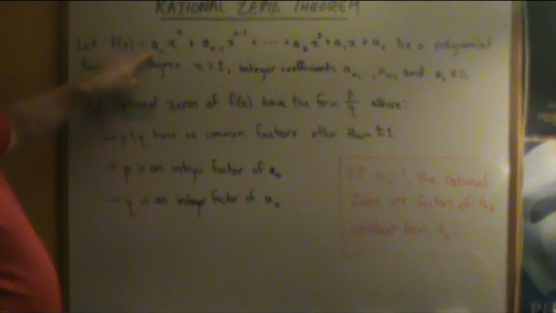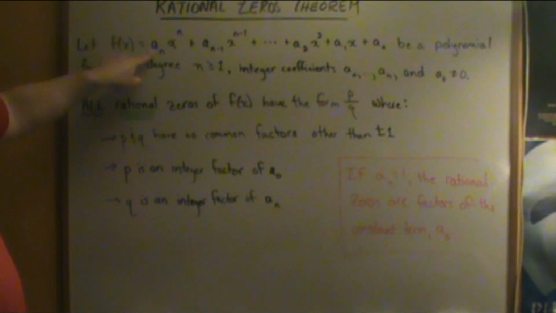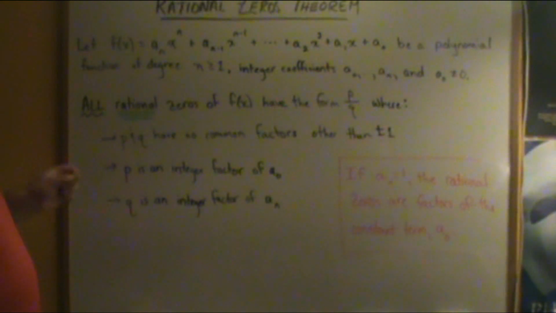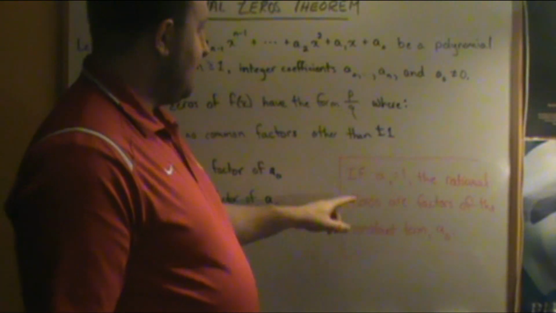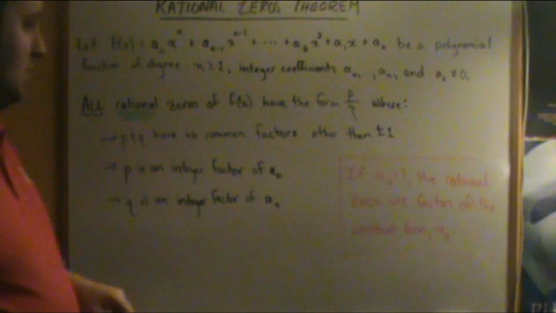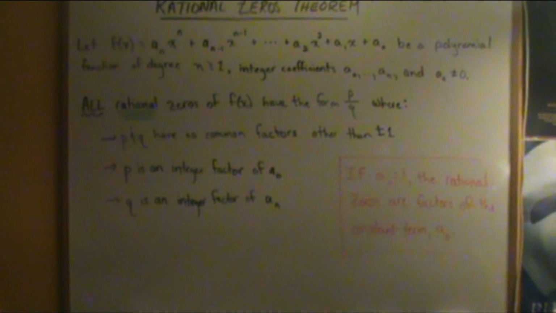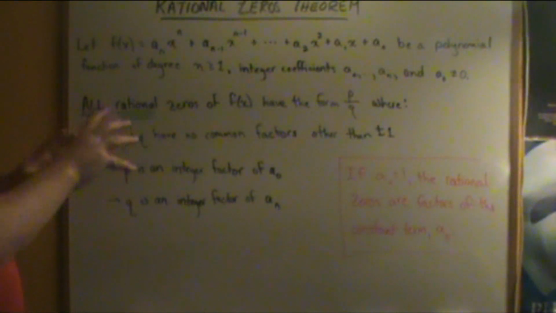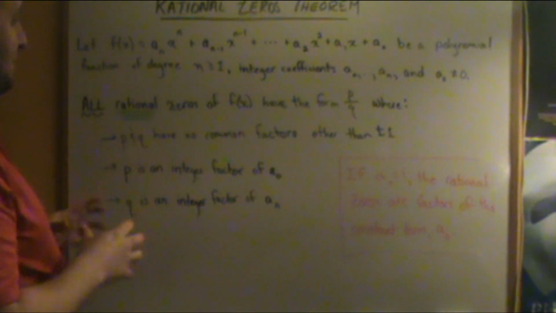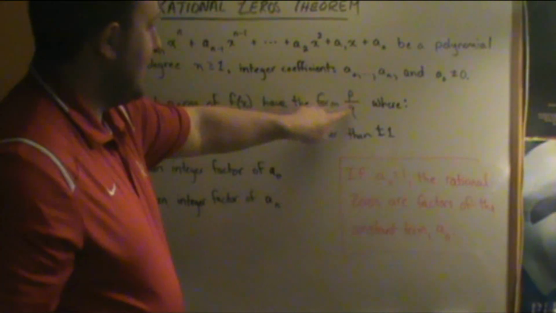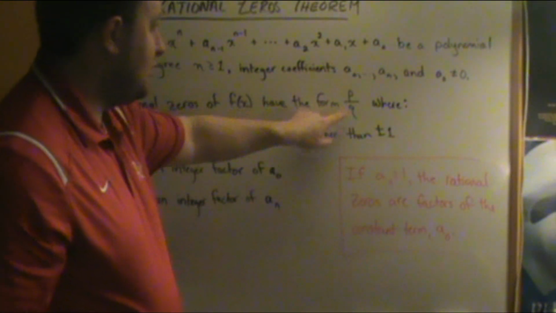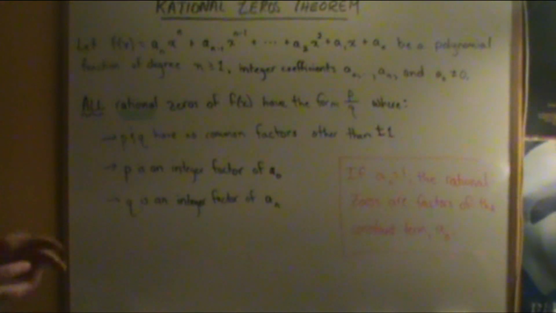Now, the special case: if this leading coefficient is 1, then any rational zero that the polynomial function will have will just be factors of the constant term, a sub 0. All this in theory makes sense, but when we boil it down to an example or two, we're really going to figure out what these values of p and q are and how they're used to find these possible zeros. So let's do an example with the rational zeros theorem.